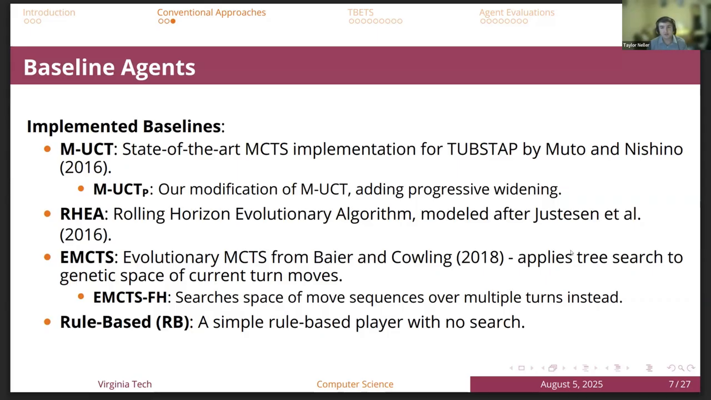And this instead applies Monte Carlo tree search to the genetic space of current turn moves, so action sequences for the current turn. They also have an extended version of this, which searches over longer horizons with multiple turns instead. We also have a simple rule-based player as well.